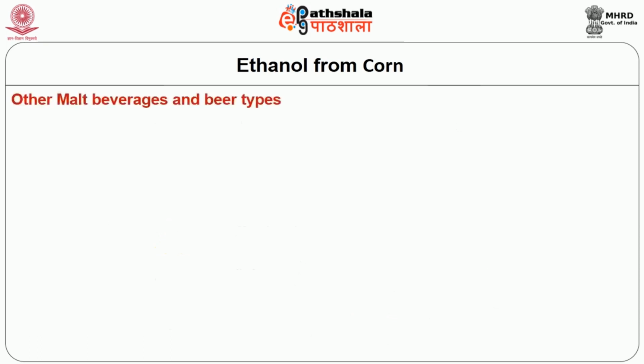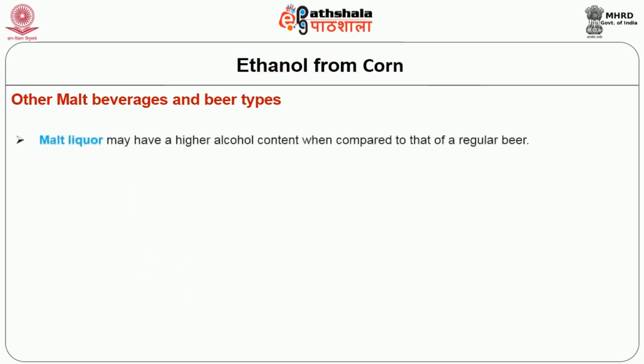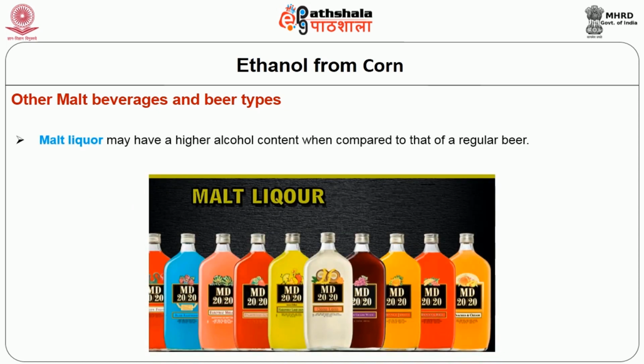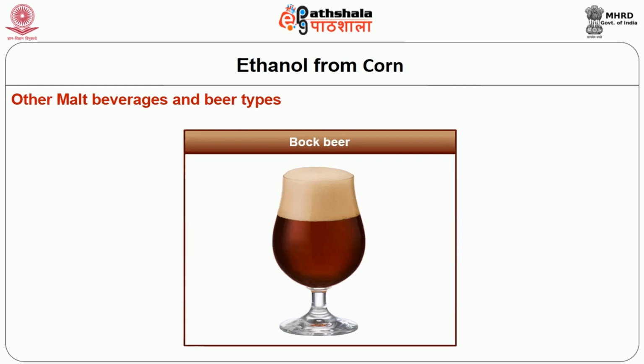There are other malt beverages and beer types. Variations in malt beverages are dominated by several factors such as alcohol content, concentrations of the malt and hops used, length of aging, initial total solids used, the substances present during and after fermentation, and the temperature of the fermentation. Malt liquor may have a higher alcohol content when compared to that of a regular beer. Bock beer is a very dark beer with a higher alcohol content. Brewing involves the addition of higher concentration of malt and hops followed by longer aging.